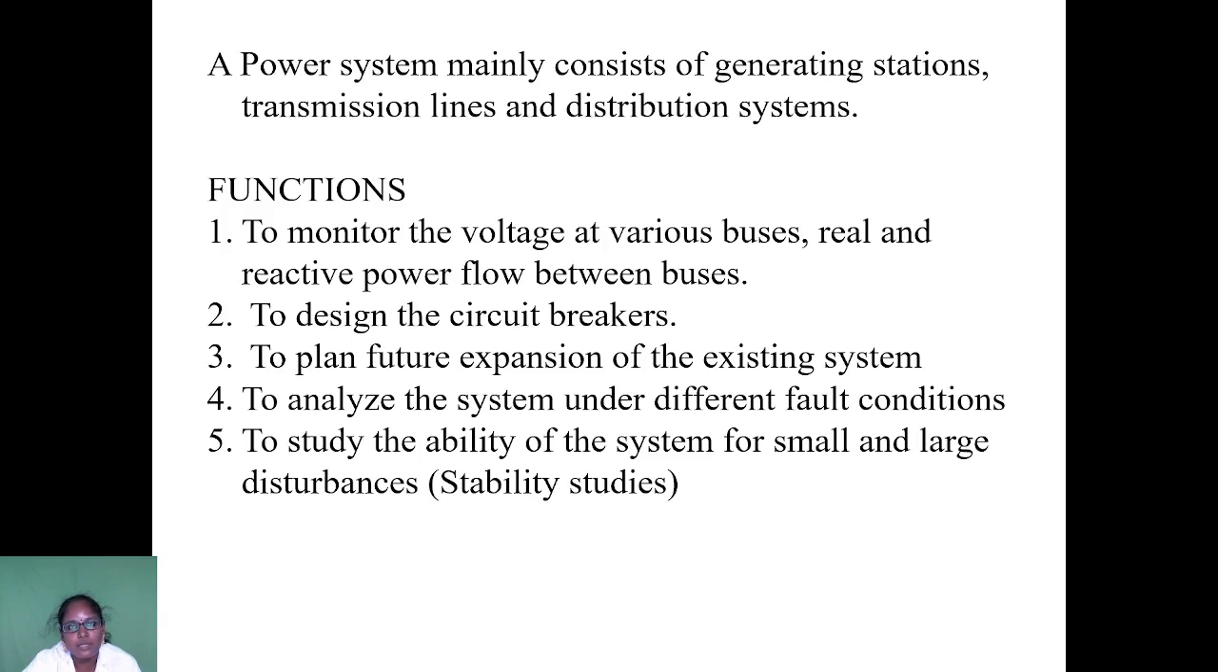Second, we have to design the circuit breakers in the given power system network. The third function is to plan for the future extension of the power system network. And fourth is to analyze the power system under different fault conditions. In a power system there are three fault conditions: one is single line to ground fault, second is line to line fault, and third is double line to ground fault. Based on the fault category we have to analyze the systems.